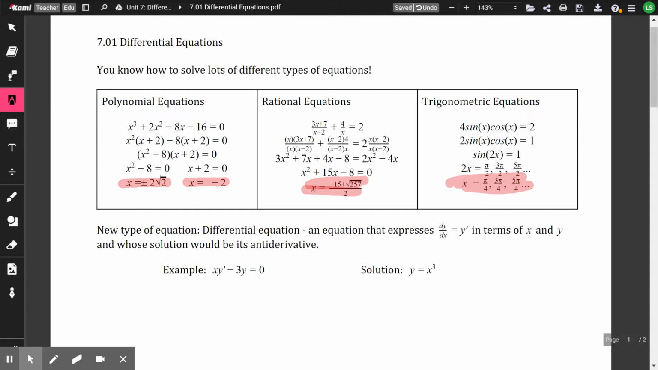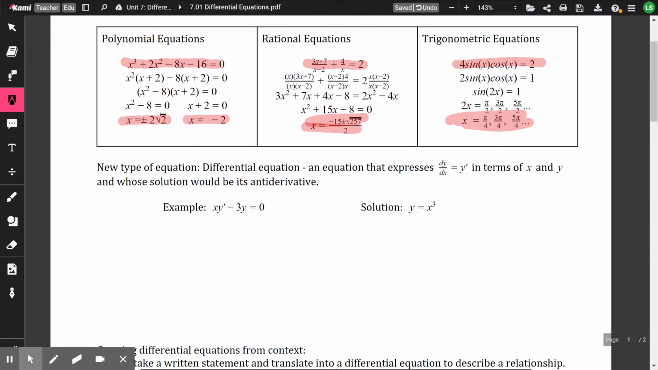And how we check those solutions is we can always go back to the original equation and plug those solutions back in to verify that they actually work and make a true statement. So we're going to be working with more equations, but they're going to be called differential equations.